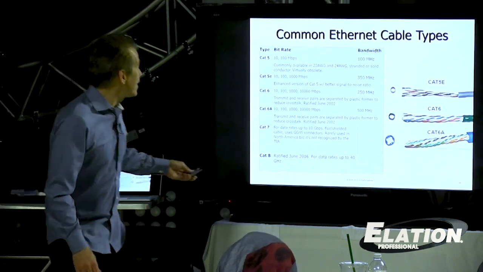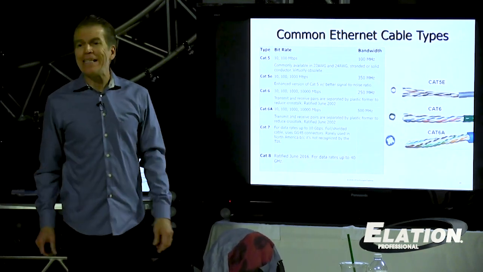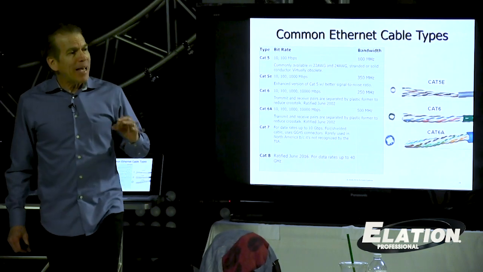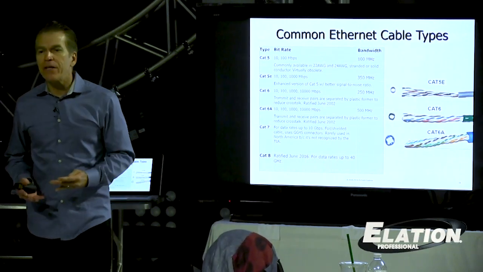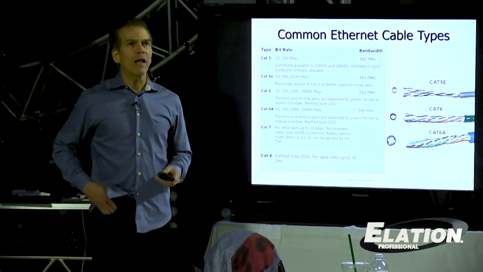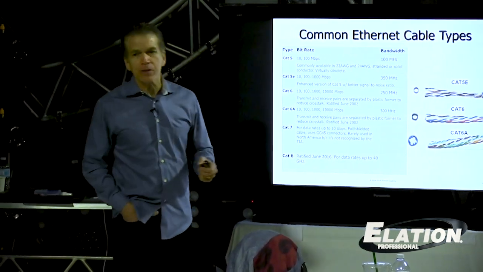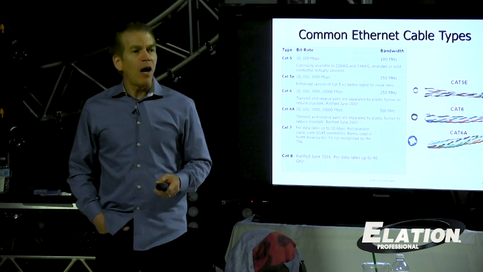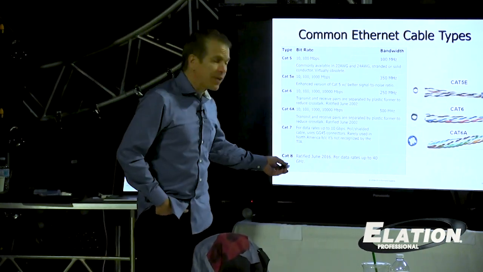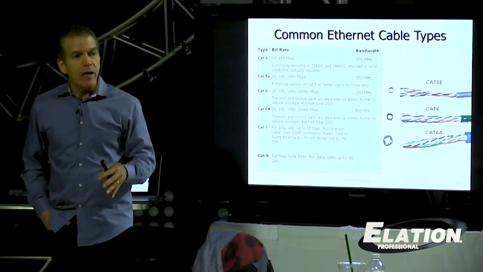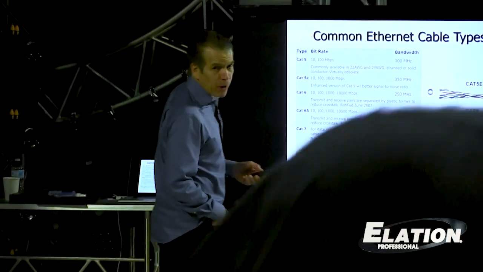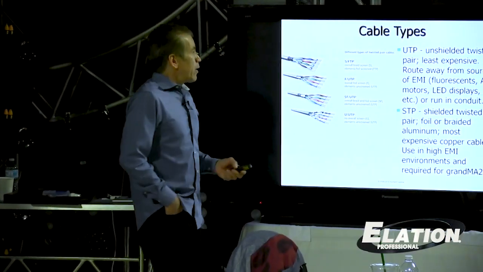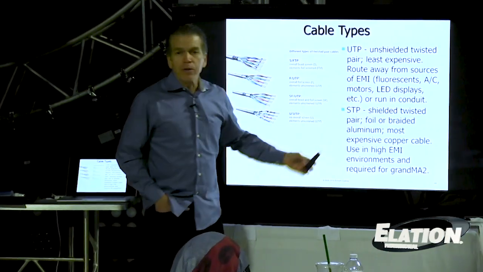Now, Cat 8 came out in June of 2016. But again, you rarely see Cat 8. It's more likely to be used in enterprise systems like banks and universities. Although I have seen some devices at lighting trade shows that are using Cat 8 or want you to use Cat 8, but it's very rare. There's unshielded twisted pair and shielded twisted pair.